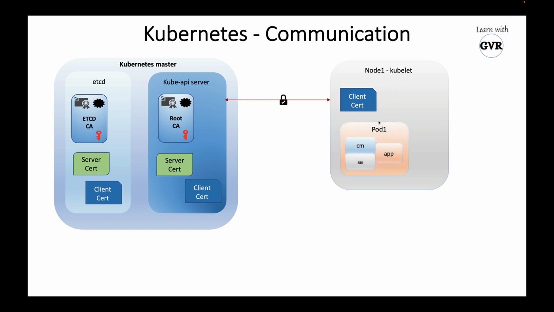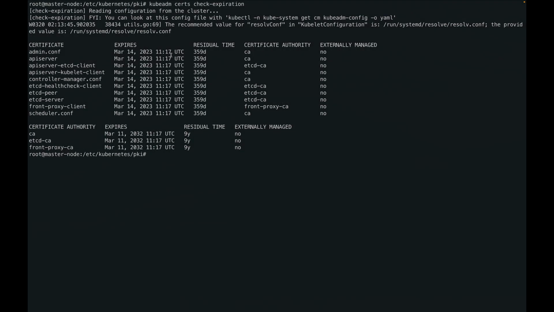And let's say there is one pod running on this Kubelet, and this pod has a default service account and config map as well. And this pod wanted to talk to the API server. How will it do that? It will use a CA certificate and a service account token. What exactly is it? So let's prove that.